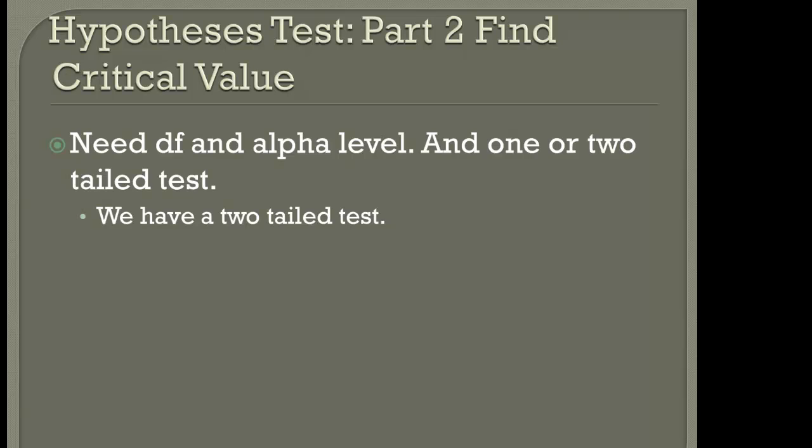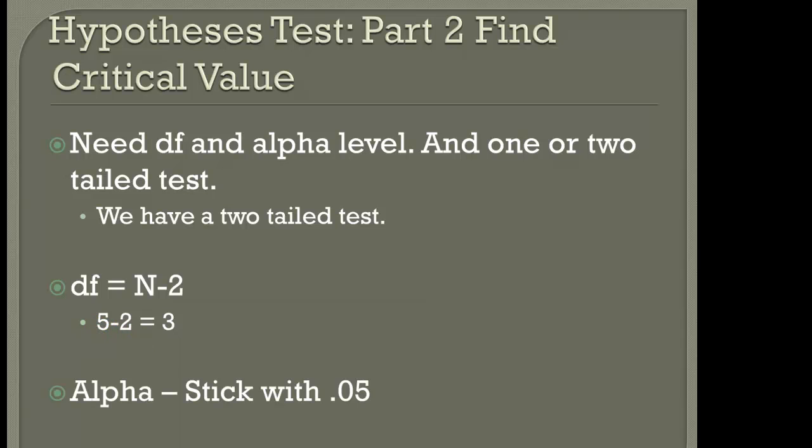Critical value, as I reviewed earlier, basically we need a couple things. We need our degrees of freedom, our alpha level, and whether we have a one or two-tailed test. We already know we have a two-tailed test and alpha level 0.05. Degrees of freedom is n-2, so 5 people in our study minus 2 equals 3.